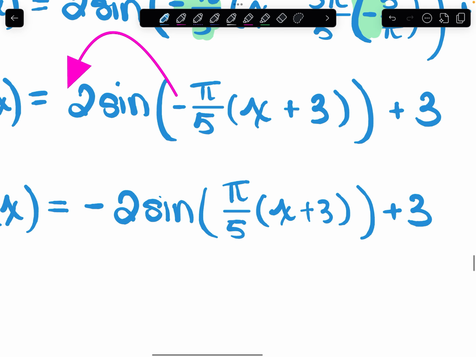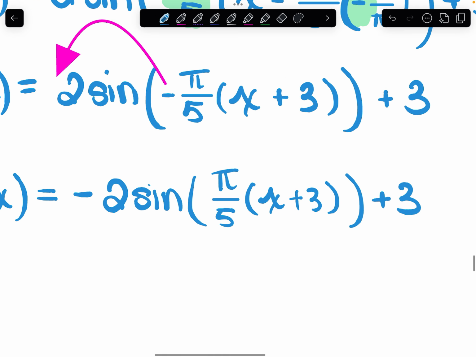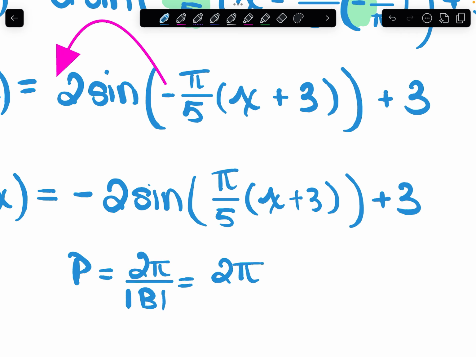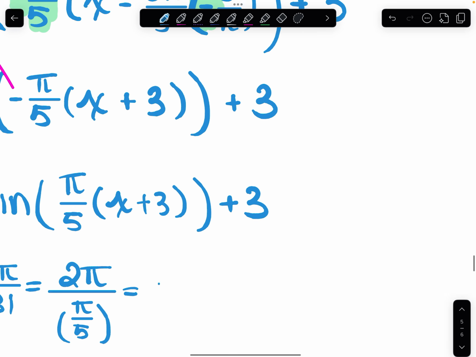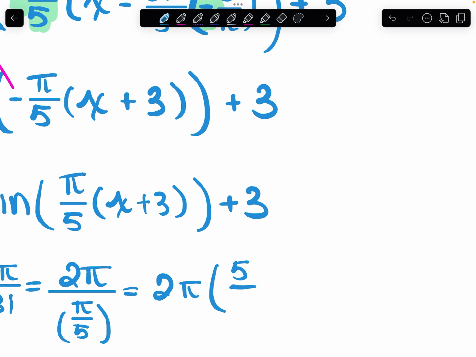All right, let's find our info. Period: 2π over B, or over the absolute value of B. So in this case, it's 2π over π/5. Keep it, change it, flip it. Division by a fraction is the same as multiplication by its reciprocal. So 2π times 5 over π. The π's drop, we get 10.